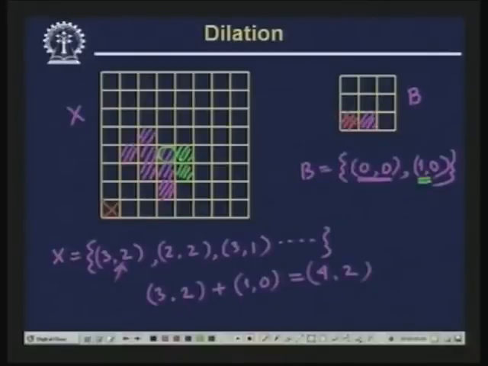So, if I continue like this, you find that all the points which belonged to set capital X remain in capital X dilation with B. In addition to that, I get other additional points because of addition with this vector 1, 0. So, these additional points are nothing but these points. So, these are the points which will be added to X dilation with B. So, our X dilation B will be the set of all these points.